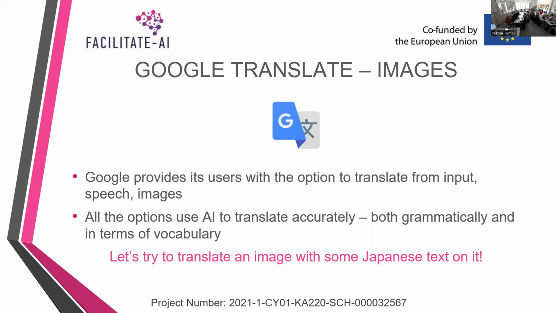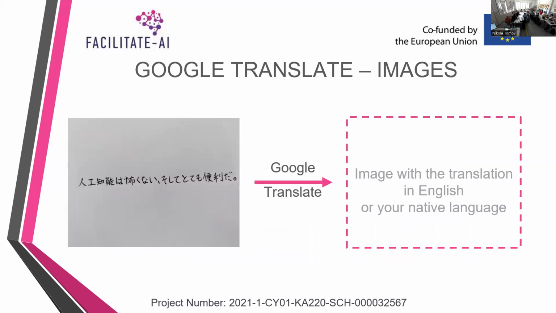And here I actually tried, I have a friend who studies in Japan, and I asked him to write down a piece of text. So I think this is also a good exercise. I think it says something like artificial intelligence is not scary, and it is quite useful, something like that. Should pop up here if you were to use the Google algorithm and translate this text.